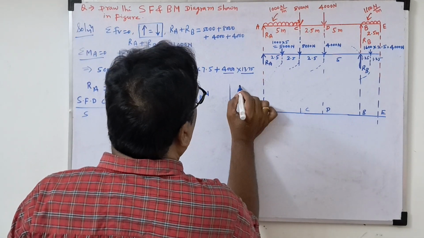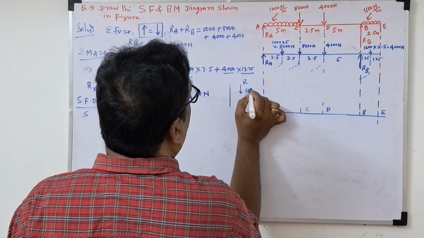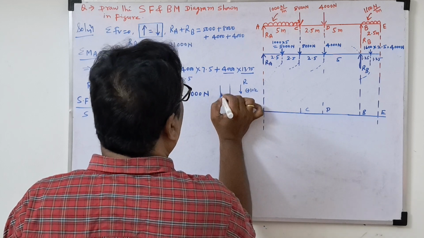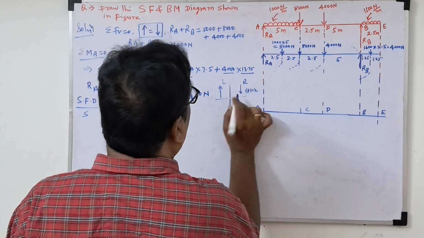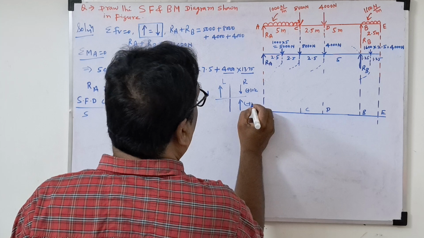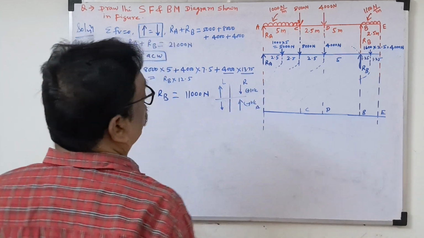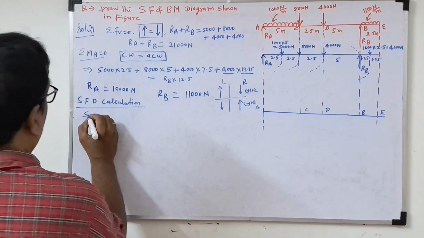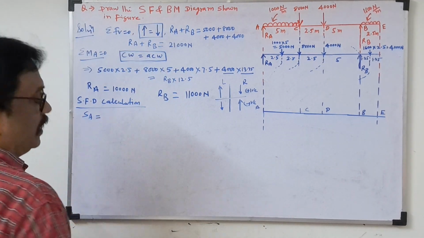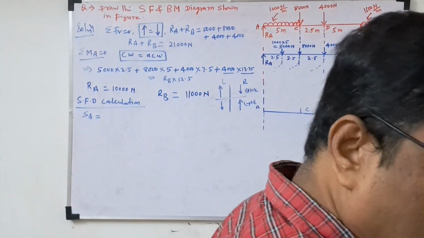This is the section. Downward force on the right side is positive. Upward force on the left side is positive. Upward force on the right is negative, and downward force on the left is negative. Okay, so now the shear force at A. We'll write the shear force calculations one by one.